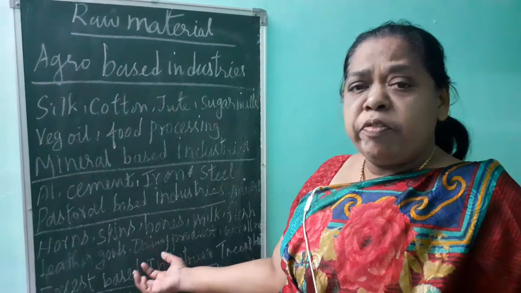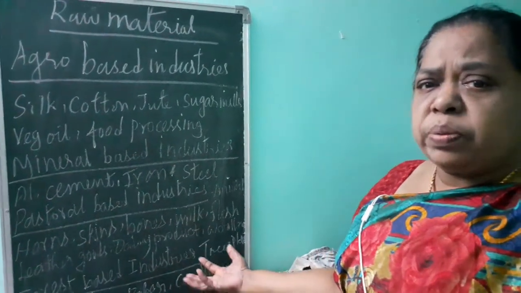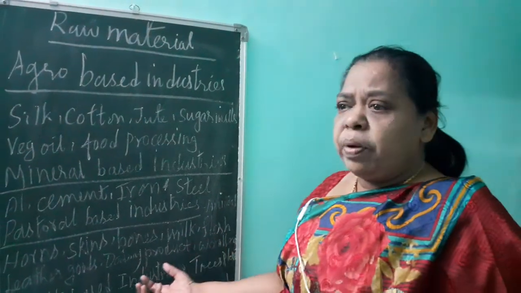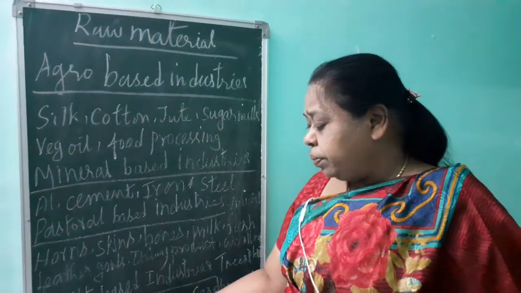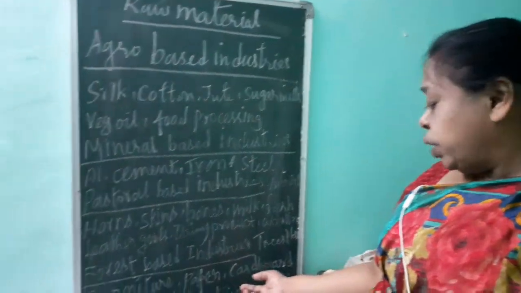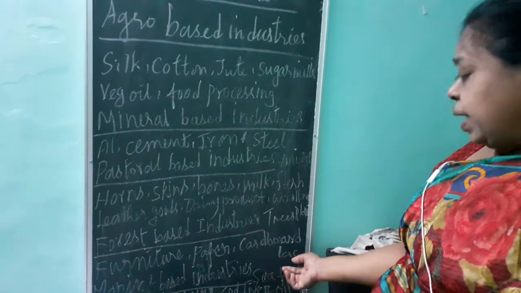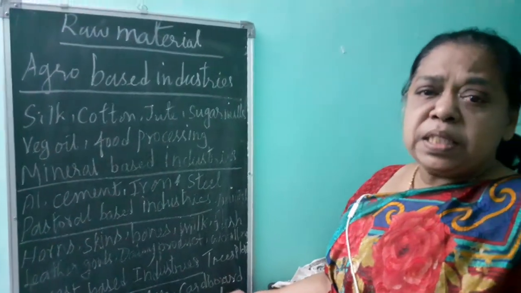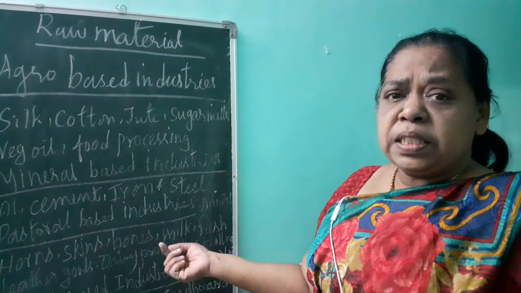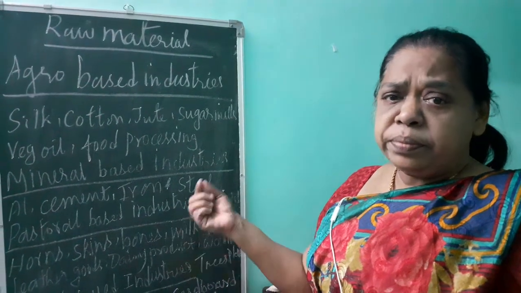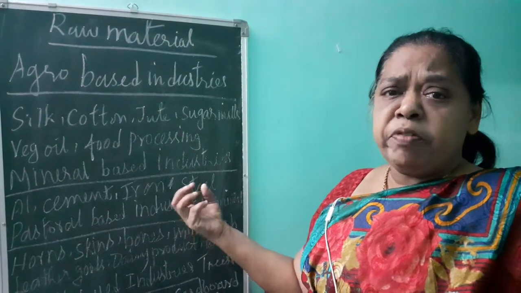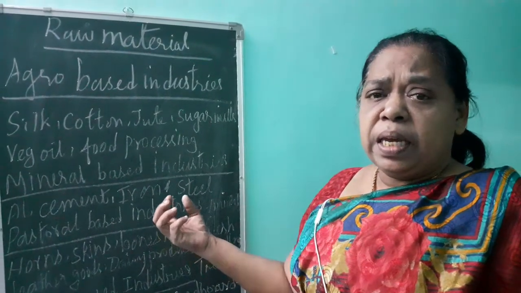Fourth one is the forest-based industry. In the forest we will have the plants, shrubs and trees. With the help of these we will have furniture making, paper making, paper industry, cardboard industry and lac. Lac means it is a red color substance. In Tamil it is called arakku. We receive this lac from the trees in the forest.